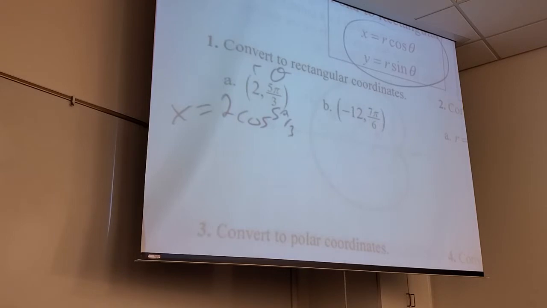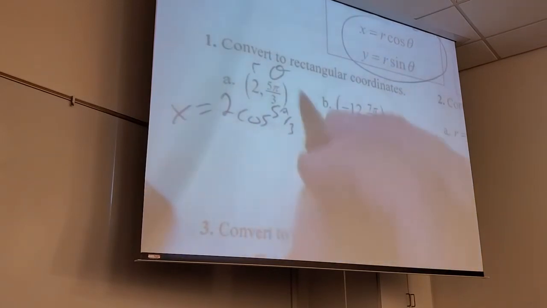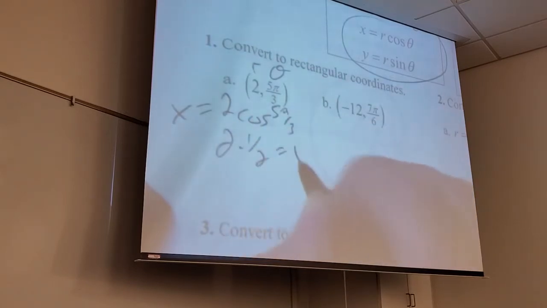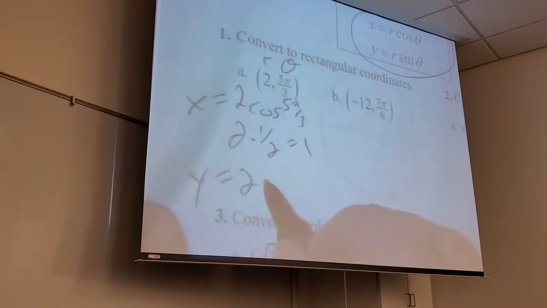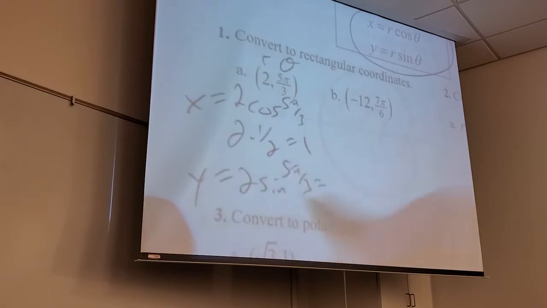Reference angle is pi over 3, which is 60 degrees. So cosine is going to be 1/2, positive. X is 1. Y will be 2 times sine, which is negative. So sine of 5 pi over 3 is negative root 3 over 2, times 2 is just negative root 3.